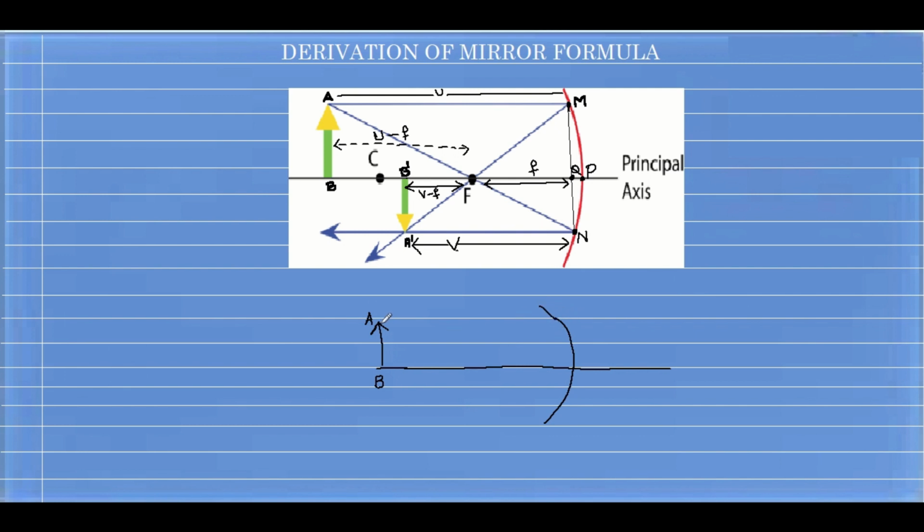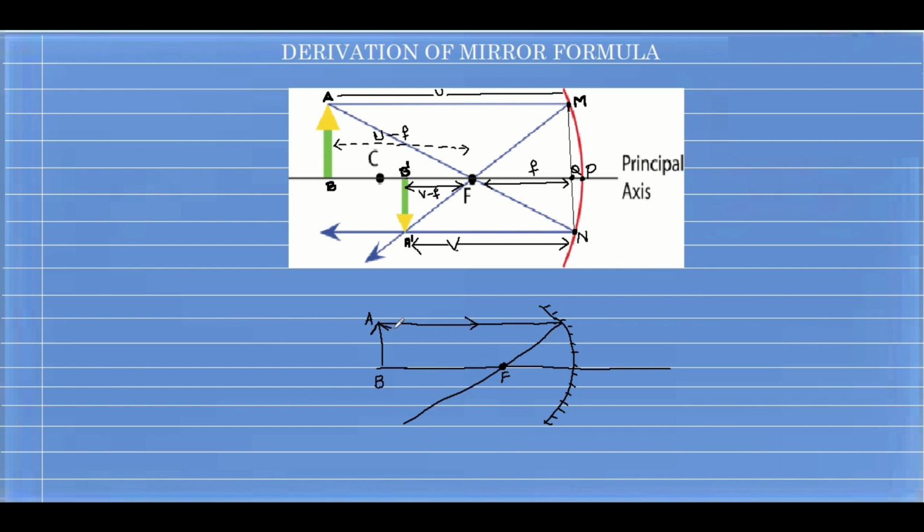When light emits from object AB, this is the incident ray. It falls on the concave surface of the mirror, this is the shaded region, and reflects. Where it reflects, it goes through the principal focus.